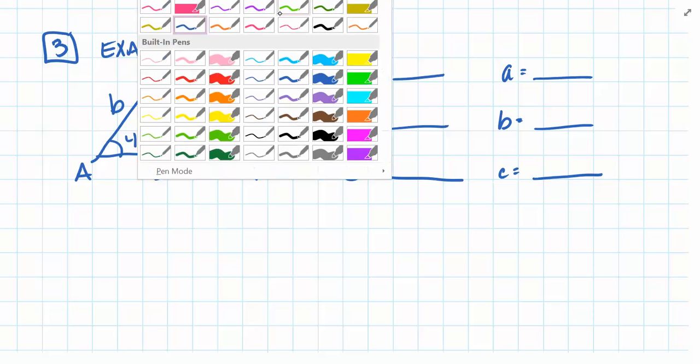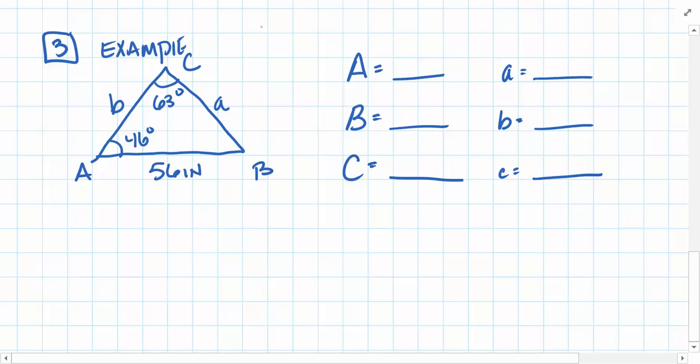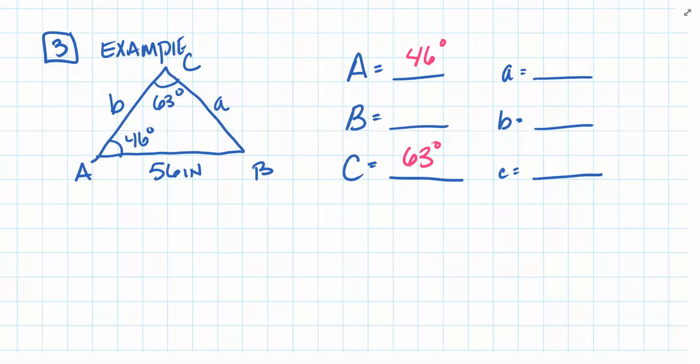Now, some of this information has already been given to us in the problem, right? Do I know the angle for A? What is it? That's 46 degrees. Okay, no problem. Do I know anything else? C is what? That's 63 degrees. Good. Do I know anything else? C is what? 56 inches. Okay, those are the ones that were given to me, right?